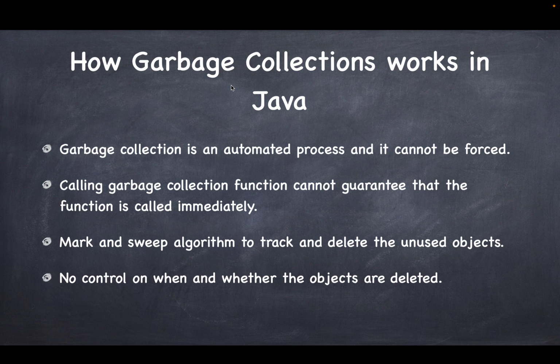So how does garbage collection work in Java? Garbage collection is an automated process and it cannot be forced, meaning we cannot force the garbage collector to collect the unnecessary or deleted objects. Yes, I can write code to call the garbage collector, but that does not guarantee that my garbage collector is called immediately and deletes those objects, which means I cannot force my garbage collector to clean my objects at any point of time.